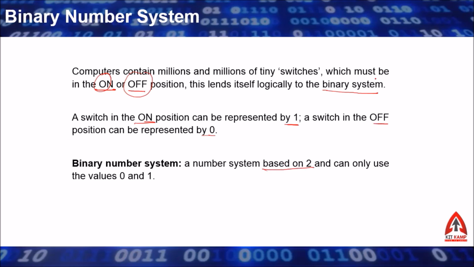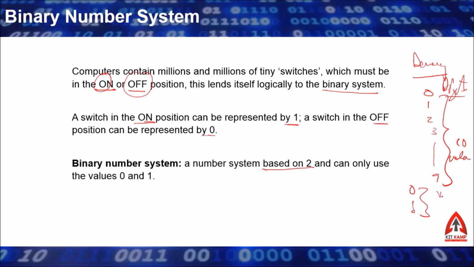Now, the binary system has a base of 2. Like every number system, the decimal number system has base values from 0, 1, 2, 3, up to 9, so a total of 10 values. These values are known as digits. But when we discuss the binary system, binary has only 2 values. It can be 0 or it can be 1.